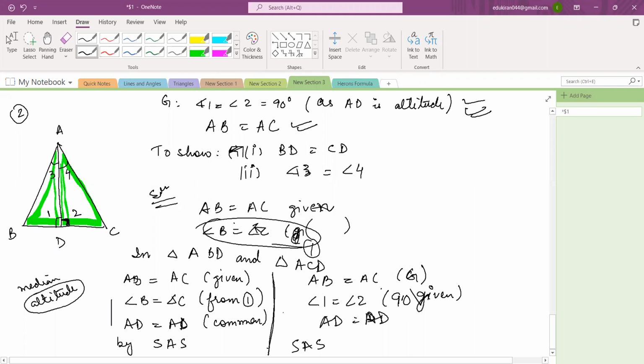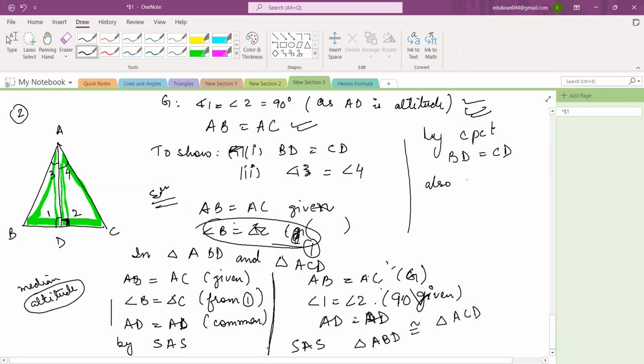So we have proved that they are congruent. Write the next sentence. By SAS criteria, these two triangles are congruent. Triangle ABD is congruent to triangle ACD. And look at what we were supposed to show, that BD is equal to CD. So by CPCT, BD is equal to CD.